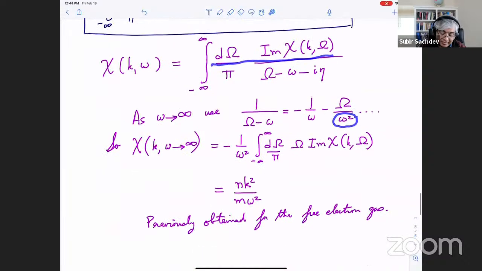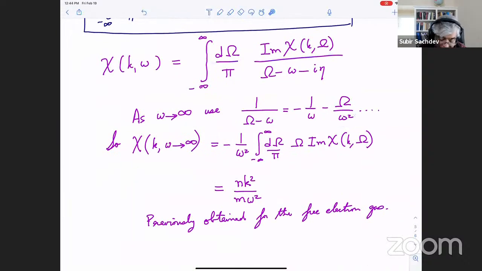So then here's my very important answer. In any system, in the jellium model, for the full exact chi of k and omega, whatever it is, as omega goes to infinity, it should be nk squared over m omega squared.